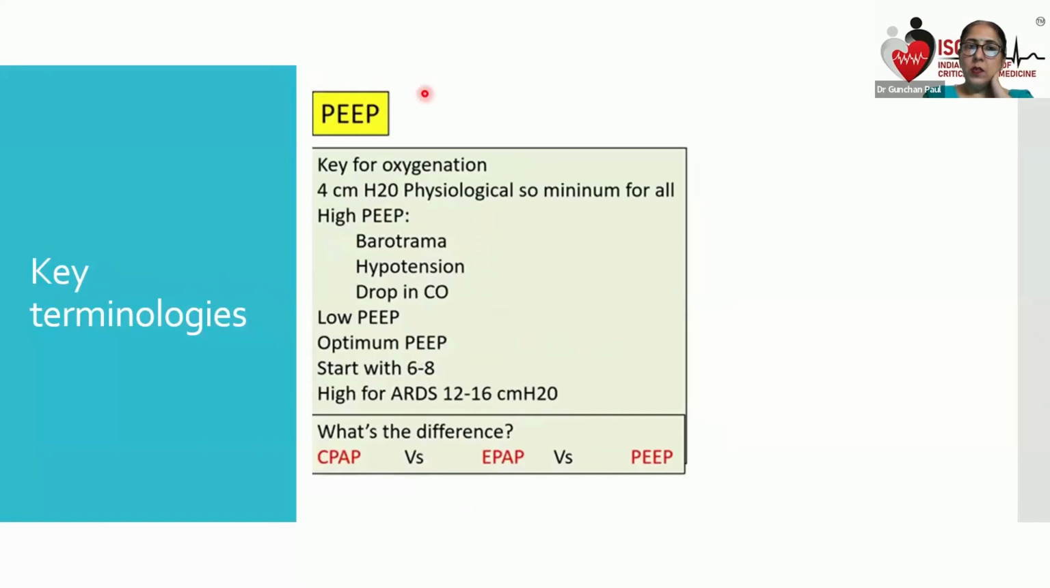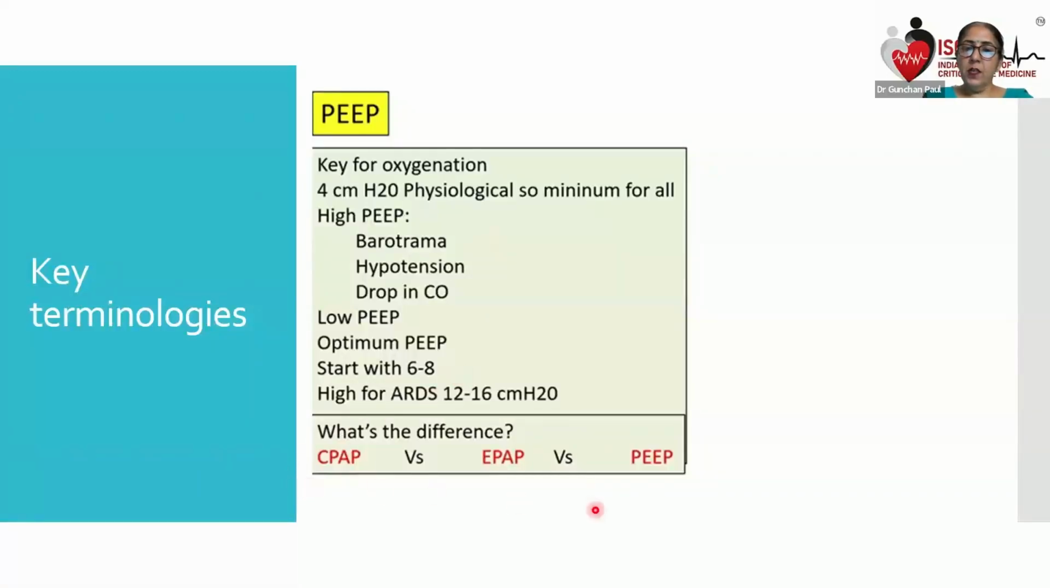Now, this is the fourth key component, that is PEEP. That stands for positive end expiratory pressure. Normally we keep a physiological PEEP of 4 to 5 centimeters. Because there is PEEP, it will increase the intrathoracic pressure. So there is always a risk of hypotension with PEEP. And because the pressures can increase, if they go beyond a certain level, they can cause injury to the lungs. Barotrauma is also a risk. So start with a PEEP of not more than 6 to 8 centimeters of water.